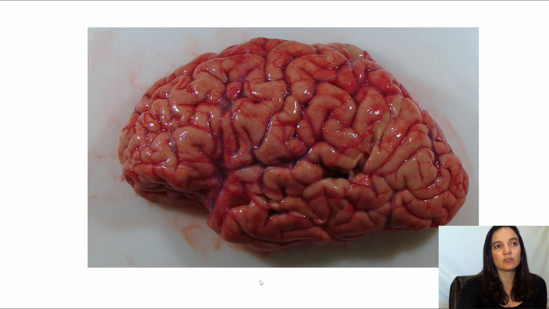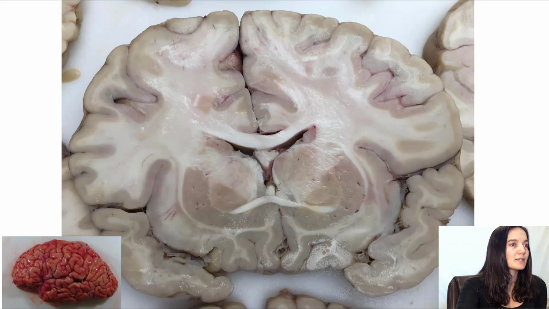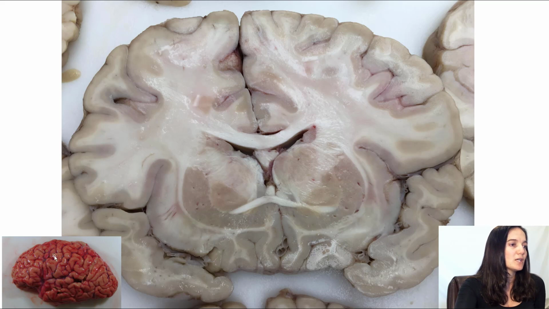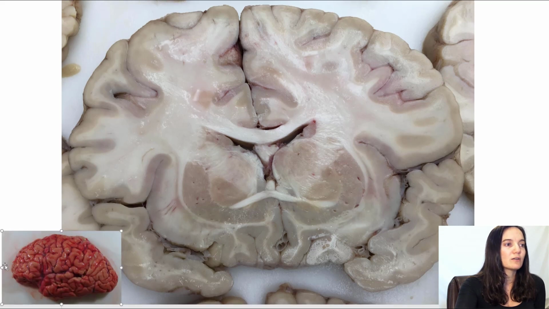So this is the normal brain in the fresh state. And then this is a section of the brain after it's been fixed in formalin. So here we go. We've taken a section of this brain right here, and we've made a cut through it, and this is what we see here. So let me take this out of the way there. Okay.